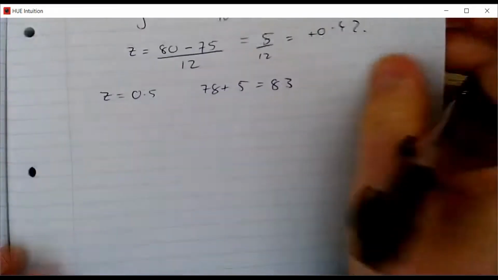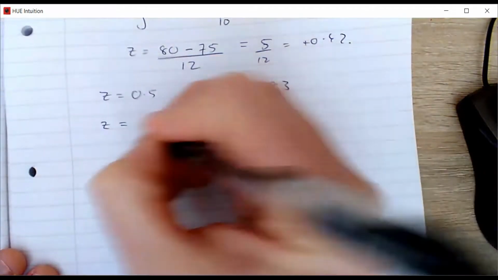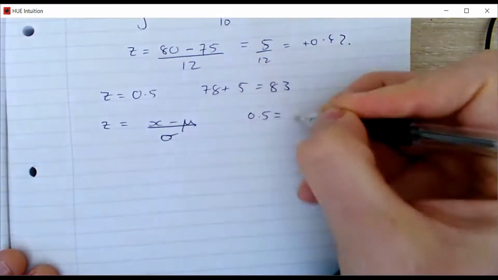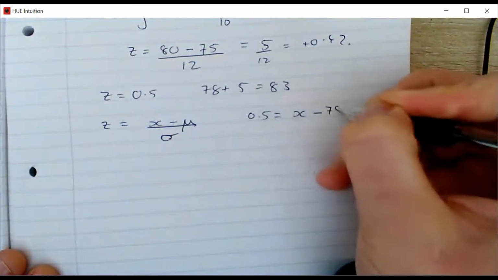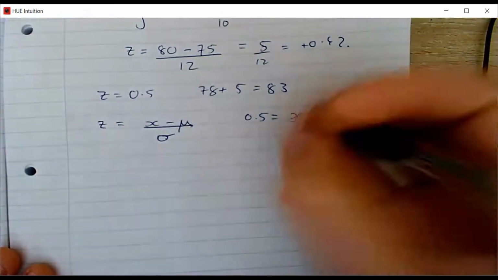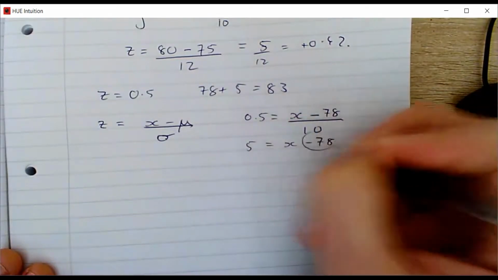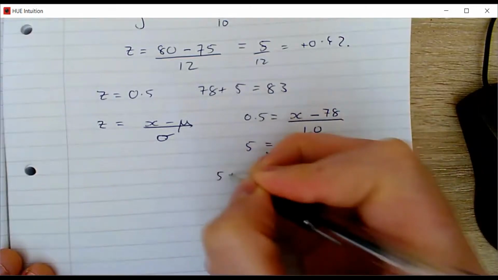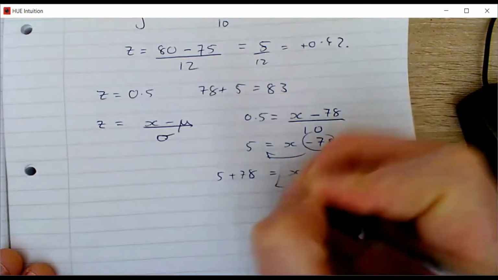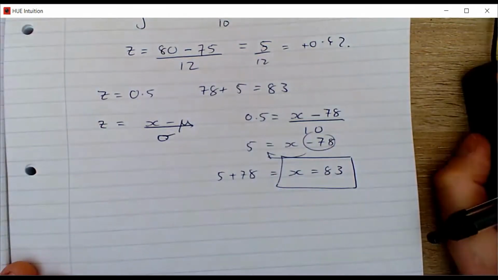Now, if you like algebra, the way you might do that is you say, well, Z is X minus mu over sigma. So her 0.5 is her raw score minus the average score of 78, over the standard deviation in history, which was 10. Solve that, multiply through by 10, you get 5 is X minus 78. 78 moves over, you get 5 plus 78 is her raw score, which is 83. Okay, either way, you get 83% is her score in that one.